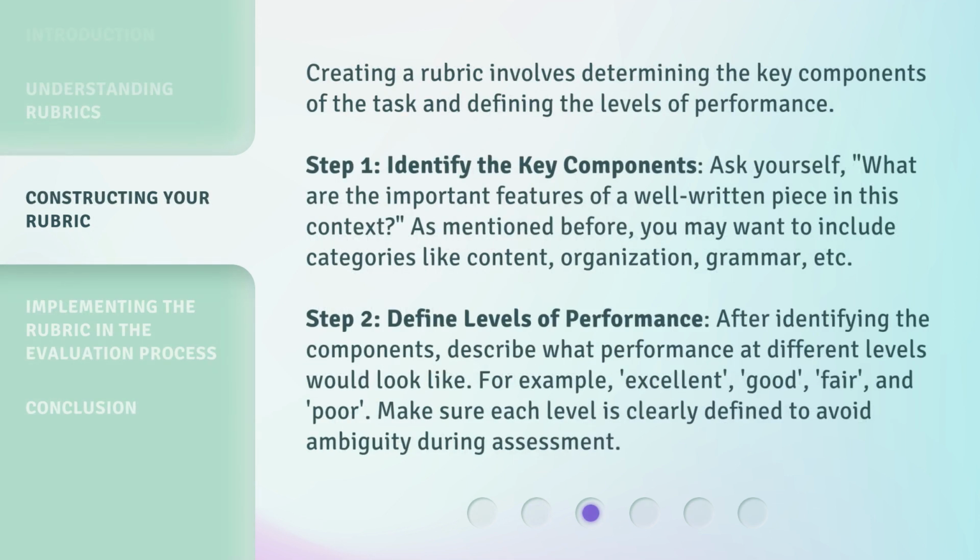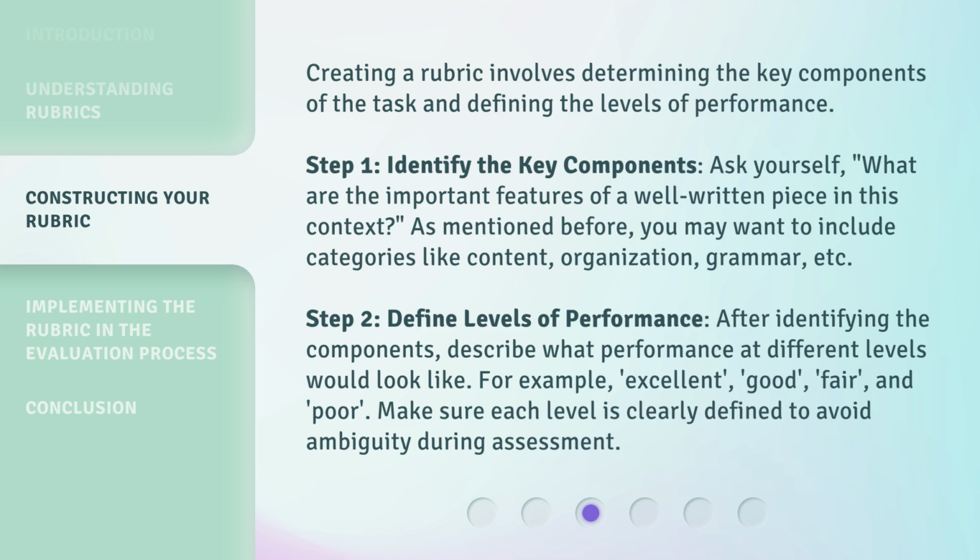Creating a rubric involves determining the key components of the task and defining the levels of performance. Step 1. Identify the key components. Ask yourself, what are the important features of a well-written piece in this context? As mentioned before, you may want to include categories like content, organization, grammar, etc.